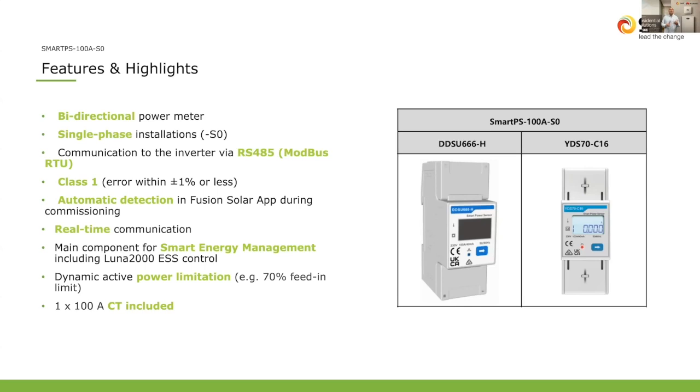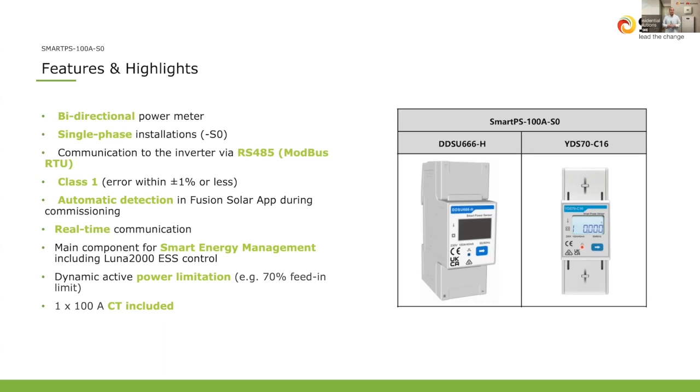The high accuracy measurement is within an error of less than 1%. The automatic detection in the FusionSolar app during commissioning is also an advantage that these smart power sensors provide. They also provide real-time communication. That means the update of the data goes in a time lapse of less than a fraction of a second. The specific information, you can find it in the datasheet.